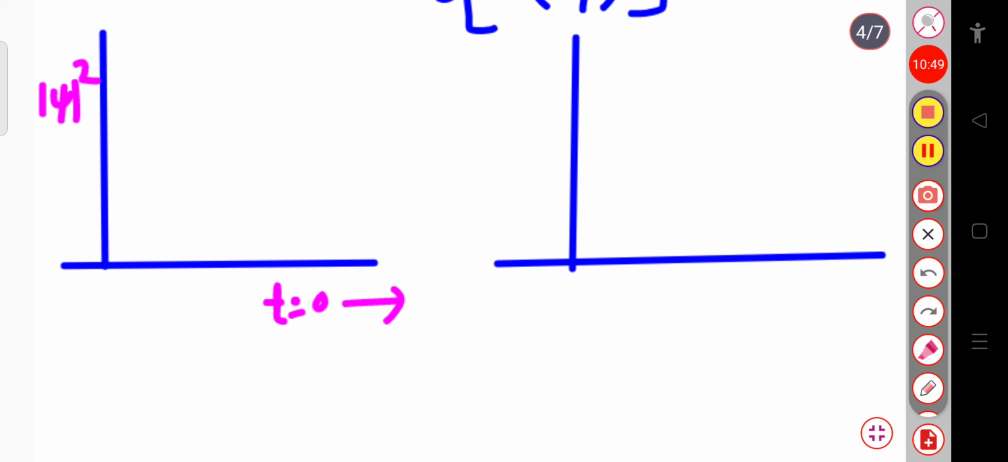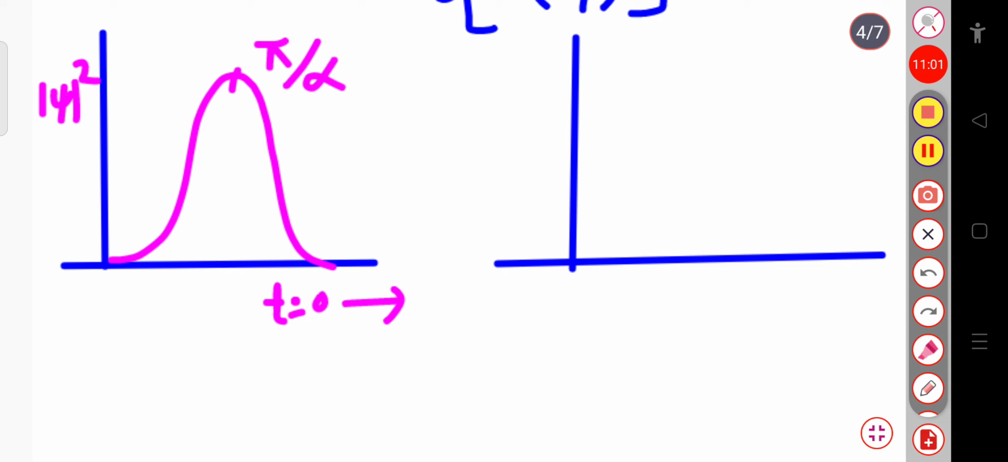The curve will look somehow like this. At t equal to 0, its peak value is pi by alpha, and this width is delta x, equal to 2 into root over 2 alpha. Okay, this width is delta x equal to 2 root 2 alpha.